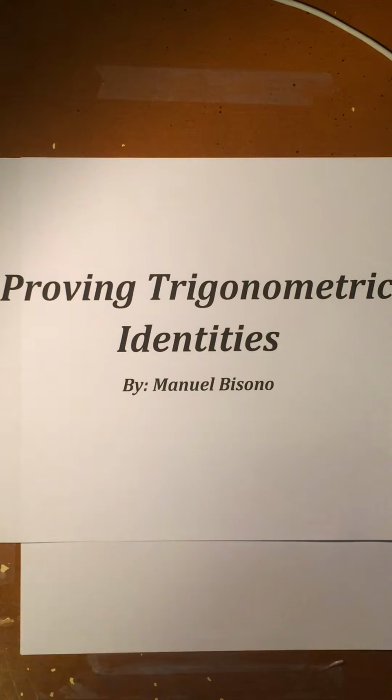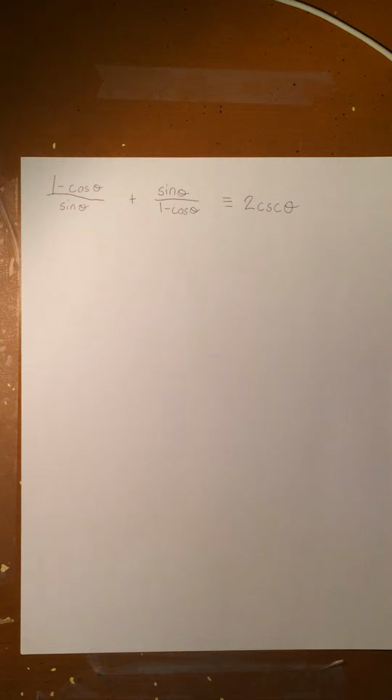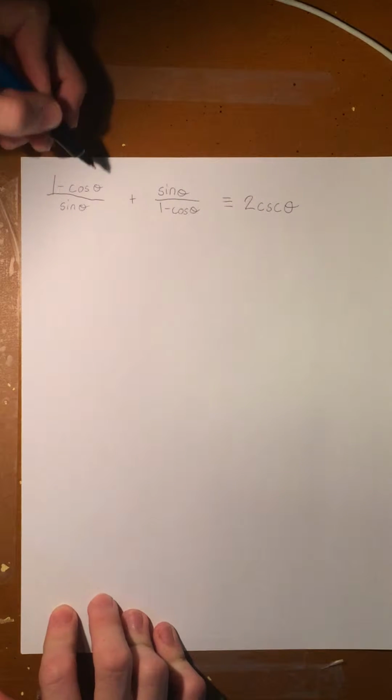This is Manuel Bisono, and today we're going to be proving trigonometric identities. The problem I have laid out for you today is (1 minus cosine of theta) over sine of theta plus sine of theta over (1 minus cosine of theta) is the same as 2 cosecant of theta. Now we're going to work the left hand side.